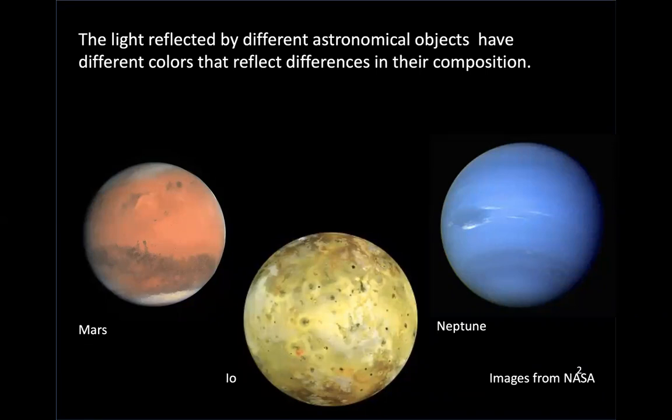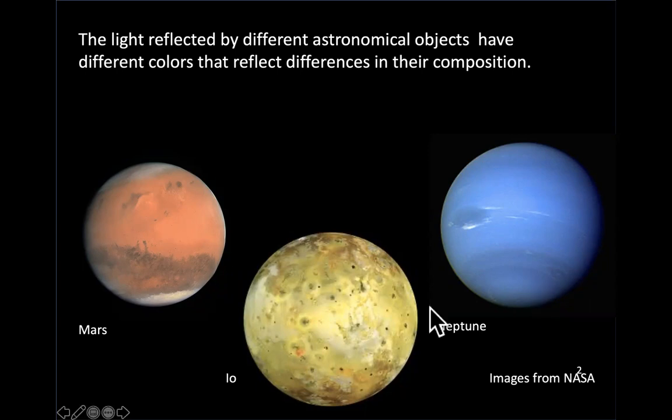We've already talked about how different objects in our solar system, where we're looking at reflected light, have very different colors. Mars is quite red, Io is yellow, Neptune is blue. This actually reflects differences in their composition. Mars is red because its surface is covered in iron-rich material. We're essentially seeing rust. Io, by contrast, is covered in sulfur compounds, which are primarily yellow. So this is an example of how the color of objects reflects their composition.